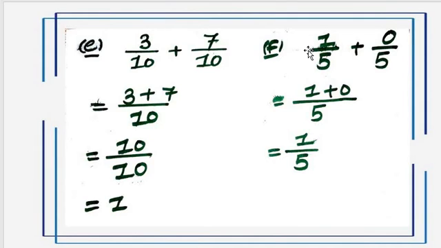F: 1 upon 5 plus 0 upon 5. See this, and try to solve it on your own, my dear students. Again I repeat, 1 upon 5 plus 0 upon 5. Try to solve it on your own, and then I'll teach you after you solve it.